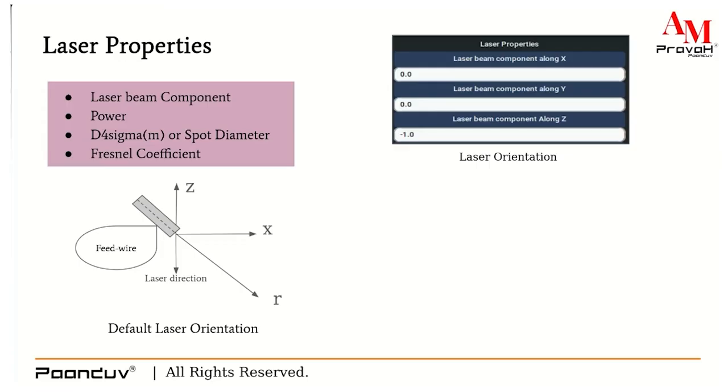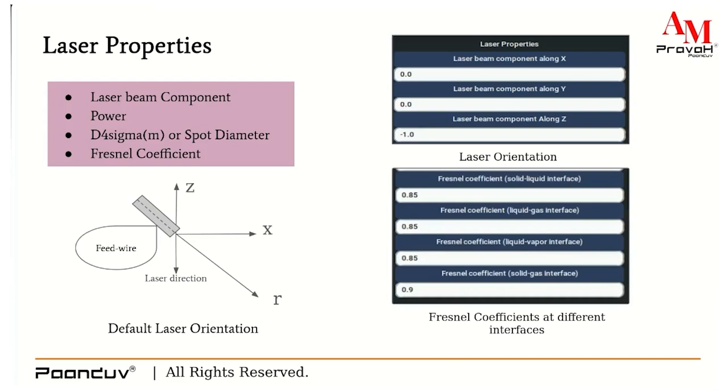The next point is the spot diameter. The spot diameter is the measure of the laser diameter. It characterizes how the laser energy is distributed inside the spot. And then the last is the Fresnel coefficient. It influences the laser absorption and reflection by the substrate and the melt pool.